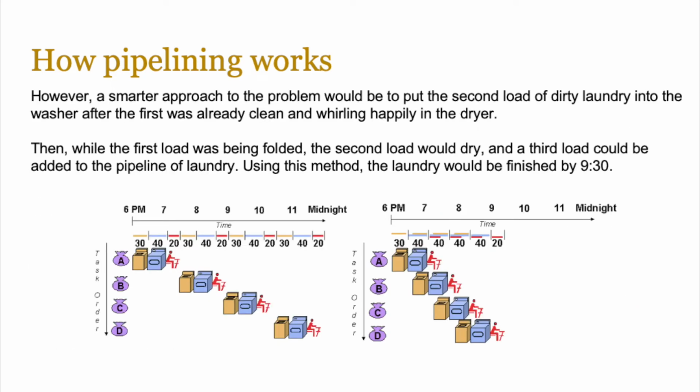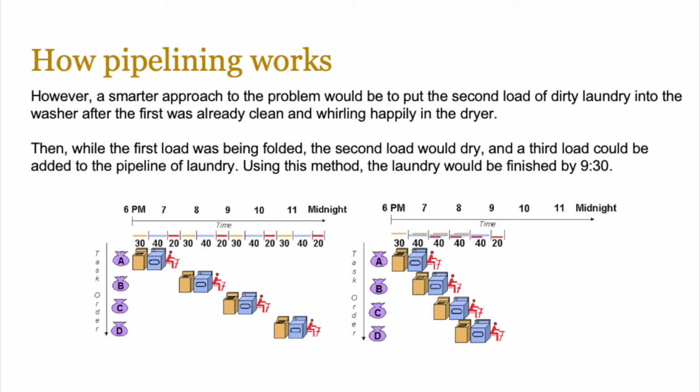Anyway, let's continue. So instead of doing this long-winded approach, a smarter approach would be to put the second load of dirty laundry into the washer after the first was already clean and put into the dryer. Then while the first load was being folded, the second load would dry, and the third load could be added to the pipeline of the laundry. And using this method, the laundry would be finished by 9:30.